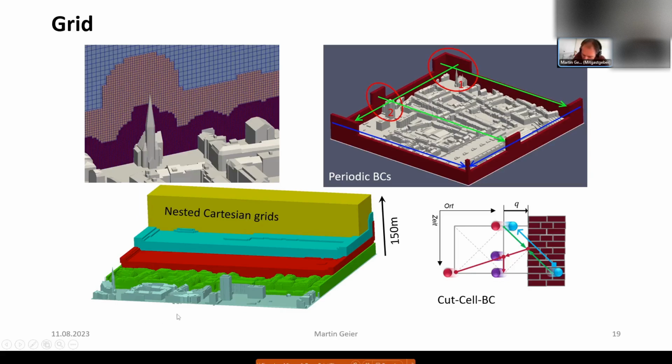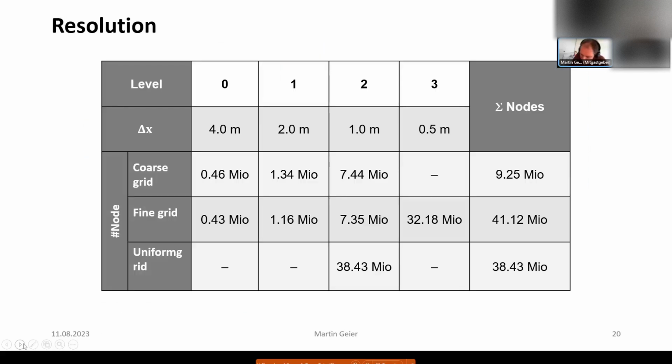So this is the grid. We use nested Cartesian grids. As always, we use cut cell, and we have periodic boundary conditions around this. For the resolution, we have a coarse grid, a fine grid, and a uniform grid. The uniform grid is at 1 meter. The fine grid goes down to 0.5 meters. This is the number of nodes that we have in these grids, 41 million. And the coarse grid has the coarsest resolution of 1 meter.